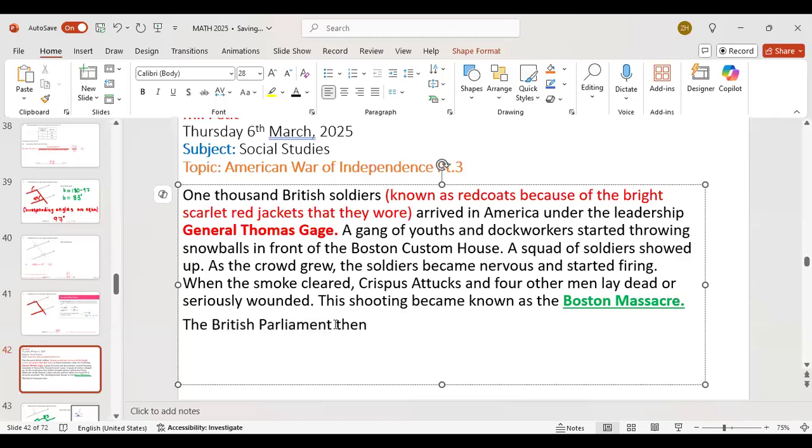The British Parliament then passed the Tea Act of 1773, which caused old problems to resurface.